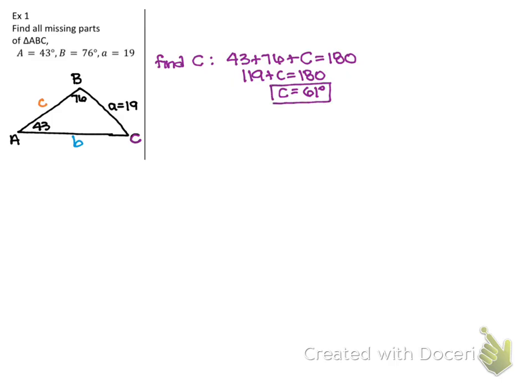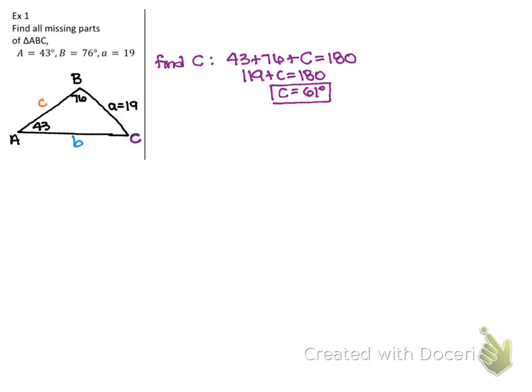Can the angle in a triangle be positive? Yes, of course it can. So if I take 43, 76, and 61 degrees, I can form a triangle. I would be super concerned if C came out to be a negative number. We don't want a negative angle when we're actually constructing these triangles. Okay, so we've got C.